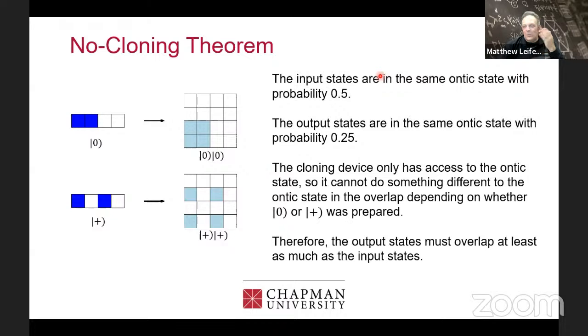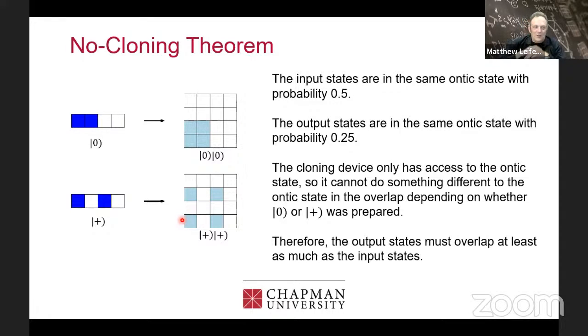And the reason is that, again, the system is going to be in this ontic state with probability a half, regardless of whether 0 or plus is prepared. However, if we look at the output states, then the only overlap is this ontic state here. So the output states are in the same ontic state with probability a quarter.